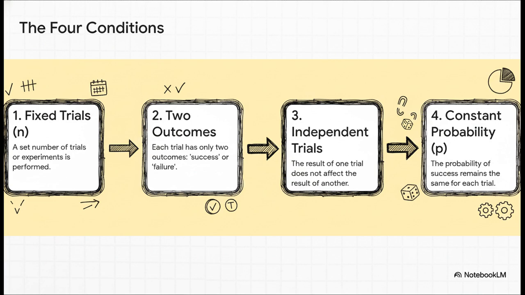Third, the trials have to be independent. The last coin flip can't magically influence the next one. And finally, the probability has to stay constant. The chance of getting heads has to be 50% on the first flip and the last flip. If your problem checks all 4 of these boxes, you're good to go.